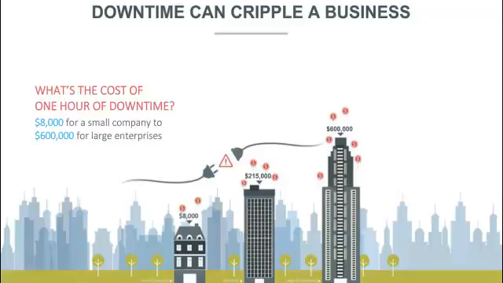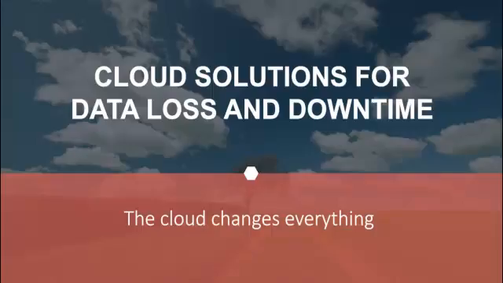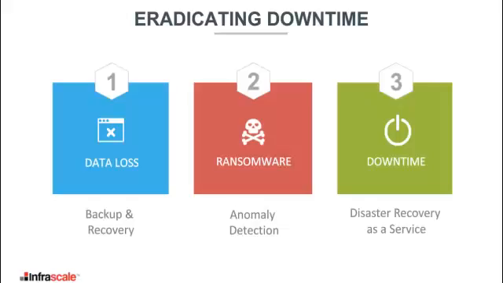Okay, so we've set the stage now, talked a little bit about three major causes of downtime that are IT related. And so let's talk a bit about what we can do about them. And really we'll talk about them, in this case, in the context of using the cloud as part of the solution to these problems. So we'll talk about backup and recovery. We'll talk about a new trend in defeating or mitigating ransomware that Infoscale kind of pioneered, called anomaly detection. And then lastly, we'll talk about disaster recovery as a service.